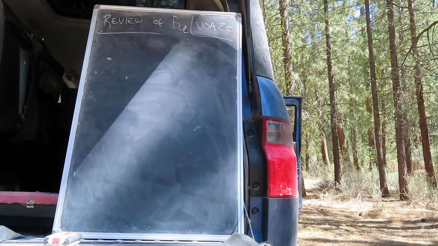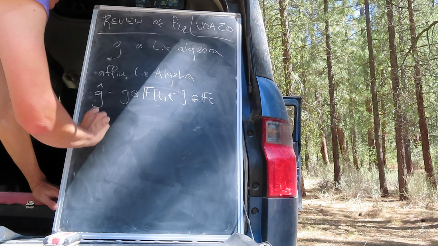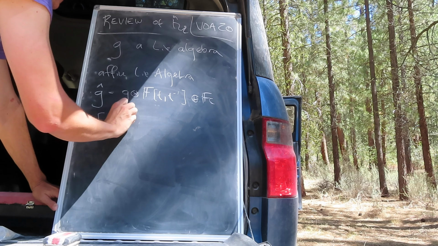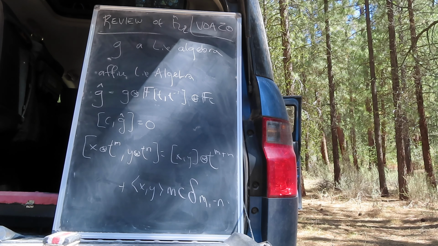First, a quick review. Let G be a Lie algebra and consider the affine Lie algebra G hat, which is the centrally extended product of G with the Laurent polynomials in some formal variable t. The associated brackets involve an inner product on G, and by this point I hope these are familiar to you.